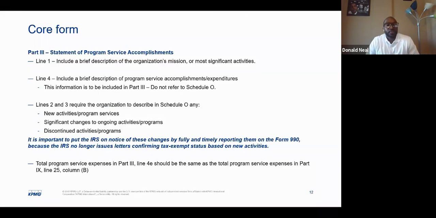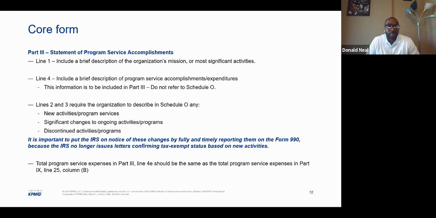Now, as we get to Part 3 of the form, that is when you have to give a brief description of your organization's mission and most significant activities. I always tell my clients, because I do work with large private foundations that grant money to nonprofits or to tax-exempt organizations, let's be clear about what our mission is, and to state that.